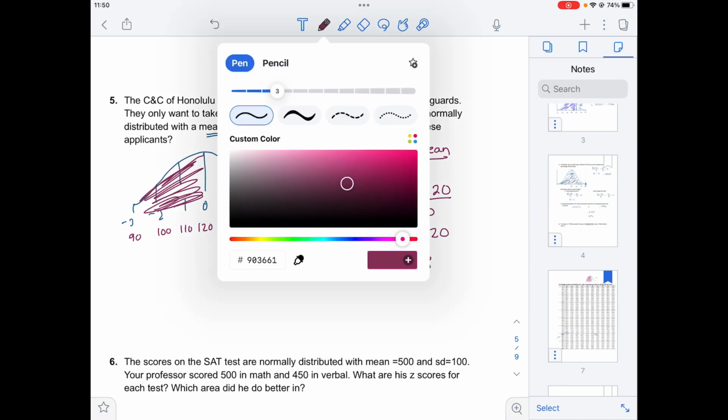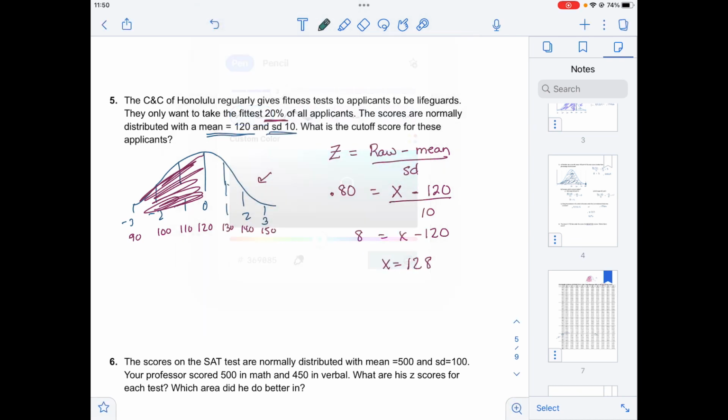That means that the applicants on their fitness test need to score 128. So here is 120, about 128. This over here is the top 20% of our data, and that is what we're looking for, so 128. There's a couple other ways to find that. In Desmos, we could do some situations with that as well, and we worked on some of those in class.